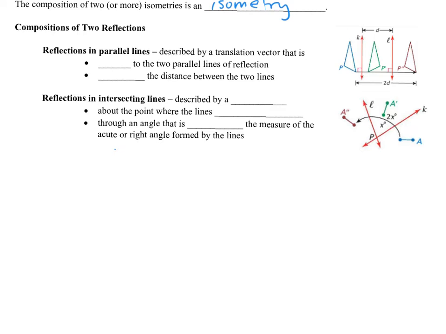Now, that translation vector, since these are the lines of the reflection and we're going to translate this way, is going to be perpendicular to the two lines of reflection, and it's also going to be twice the distance between the two lines. So if we take a figure and reflect it over one of two parallel lines and then reflect it over the second line, that's going to be the same as a translation determined by a vector that's twice the distance between the two lines.